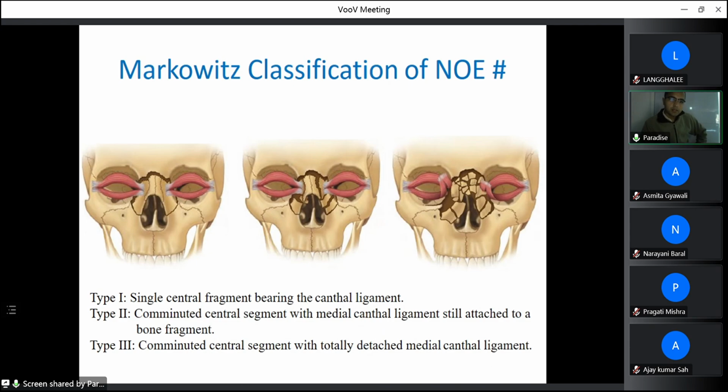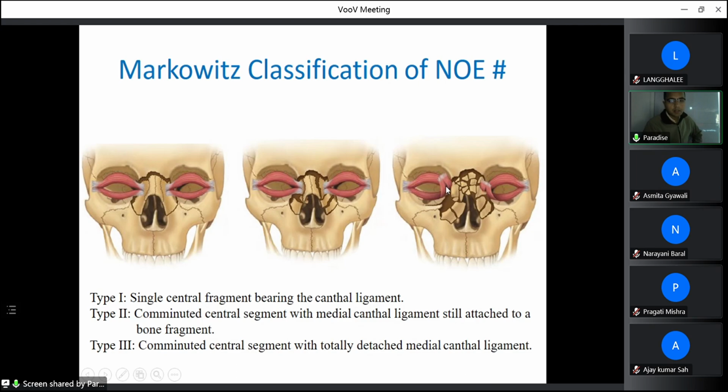In case of NOE fracture, it is classified into three types. It is the Markowitz classification of NOE fracture: type 1, type 2, and type 3. In case of type 1, what happens? The medial canthal ligament is attached to the thick bone, the large bony segments, so that you can reduce this bone fragment with the plate and screw easily. It is type 1.